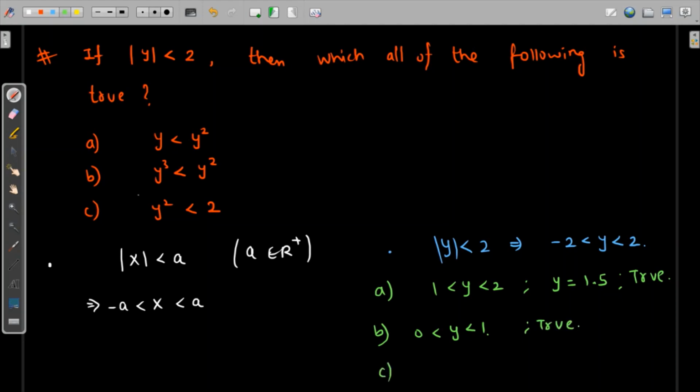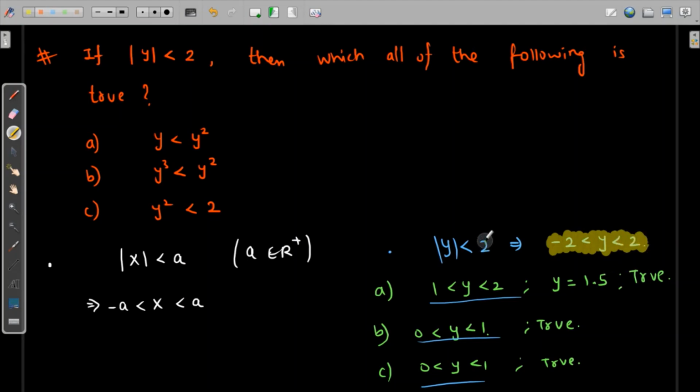Option C says that y square is less than 2. Definitely this is also possible for the same reason: if y is between 0 and 1, then the square of this number will also be between 0 and 1. So this can also be a true statement. All of these are possible true statements in different ranges of the value of y, within the allowed range of y. So options A, B, and C can all be true for this particular inequality.